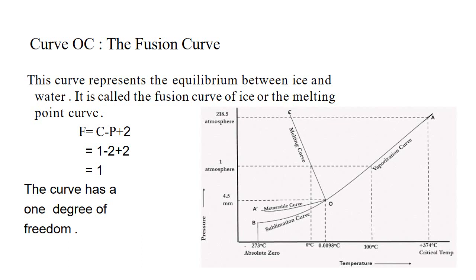The degree of freedom for this curve can be calculated by the phase rule. F is equal to C minus P plus 2. It's a one component system and the system contains two phases. So the degree of freedom is 1. The curve has 1 degree of freedom.